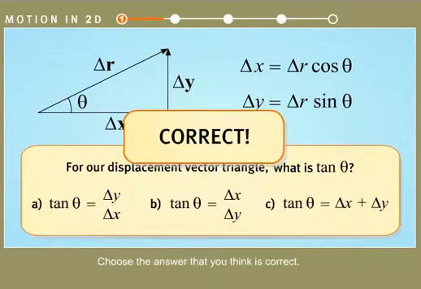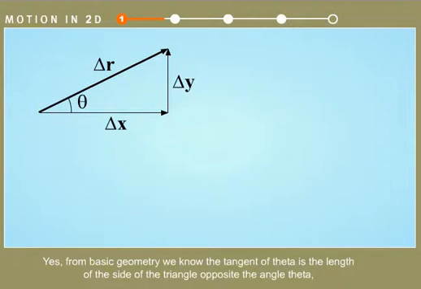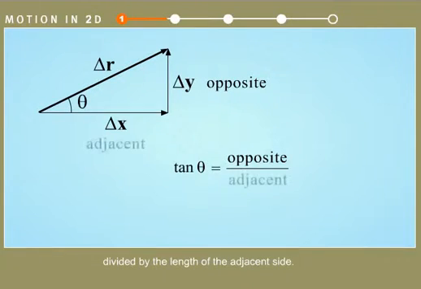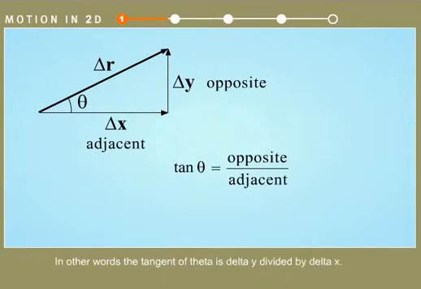Correct. From basic geometry, we know the tangent of theta is the length of the side of the triangle opposite the angle theta, divided by the length of the adjacent side. In other words, the tangent of theta is delta y divided by delta x.